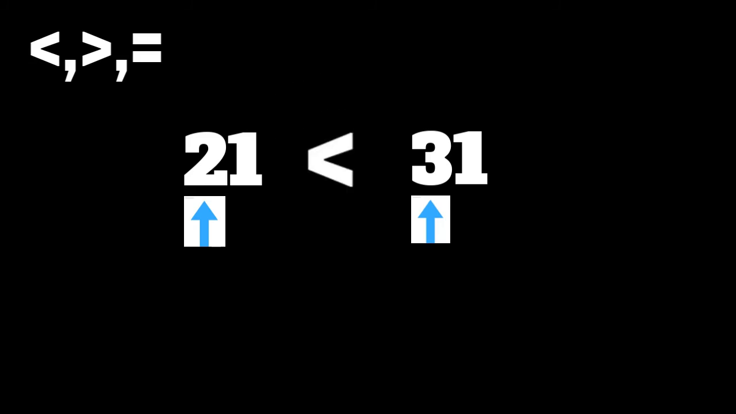Excellent work. I like how you remembered that the open mouth is always chomping the greater number. So when I read this comparison, I read it from left to right. 21 is less than 31.